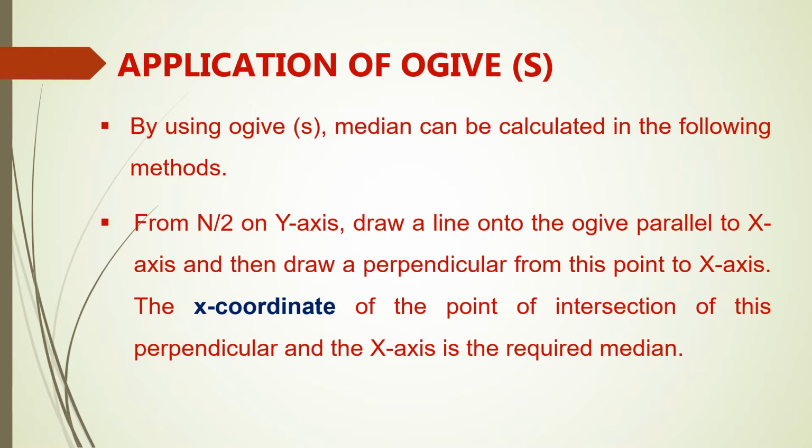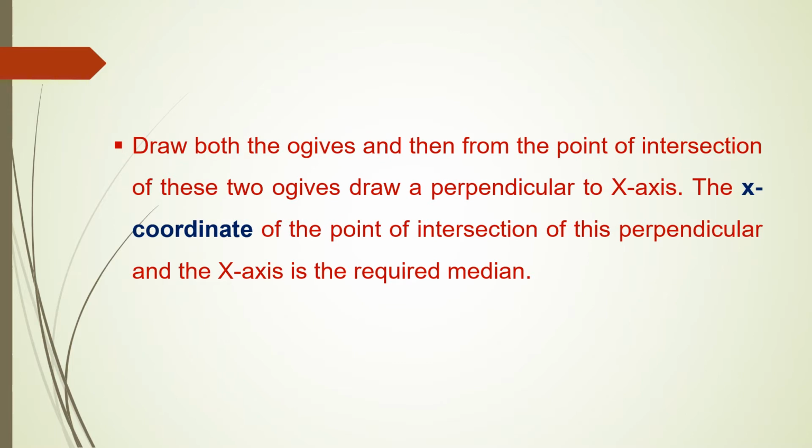Okay, this will be very clear if we discuss one or two problems. Now, how to find the median by using both the ogives at once. Draw both the ogives on the same graph, and no doubt they both will intersect at some point. From that point of intersection of the ogives, draw a perpendicular to the x-axis.